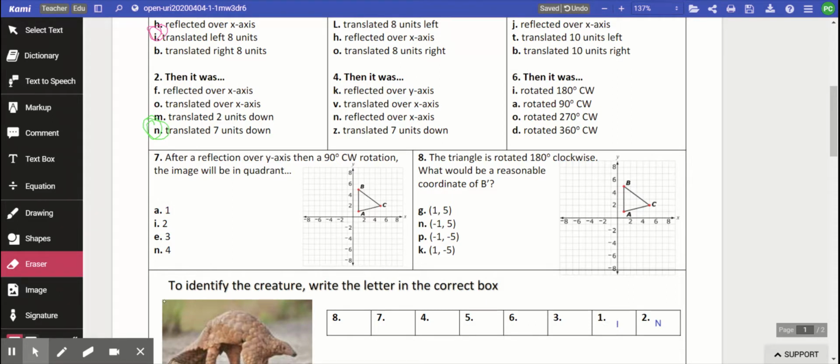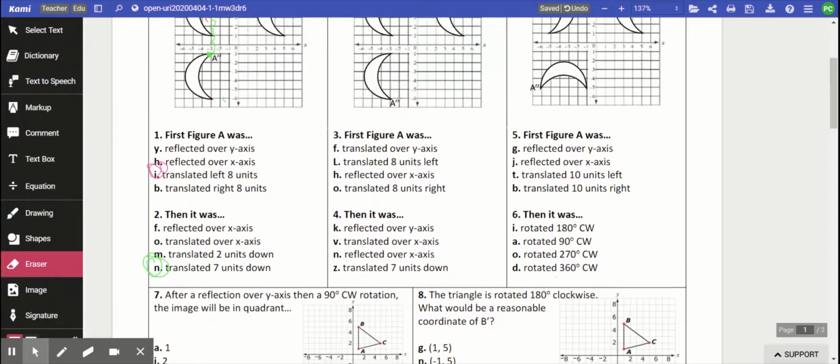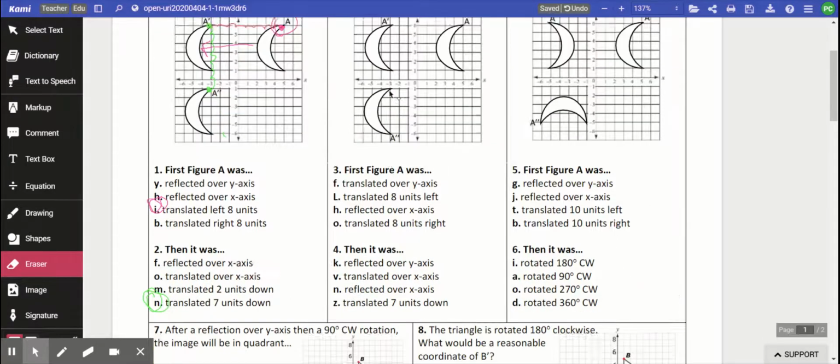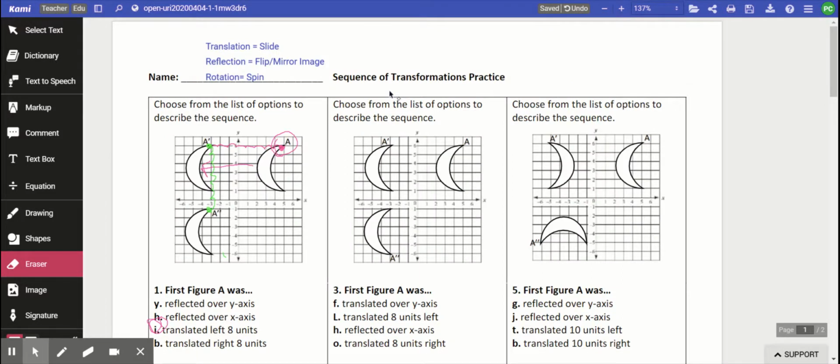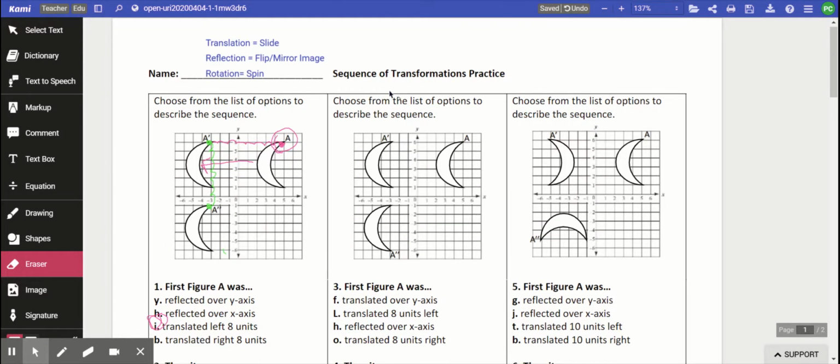So that's what I'm asking you guys to do. If you need to redo this worksheet page, or if you want to review what a sequence of transformations is when that has to do with translations, reflections, and rotations, okay?